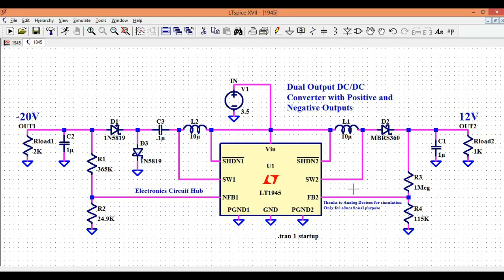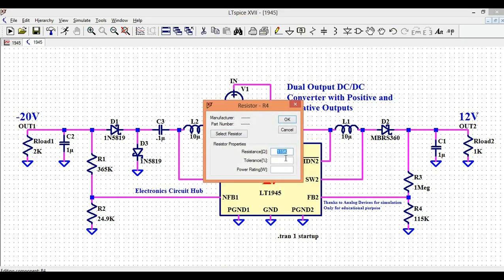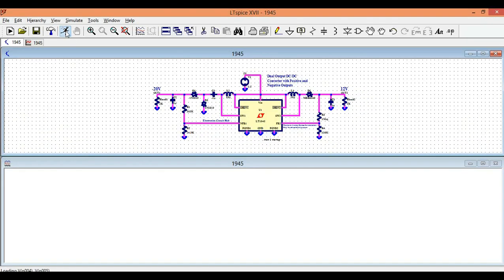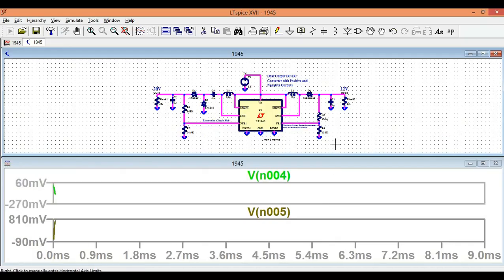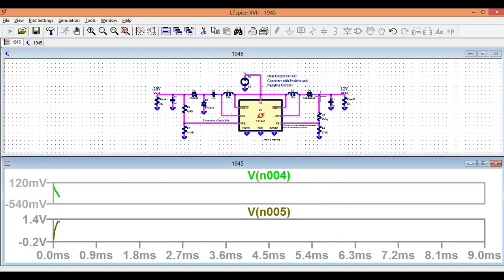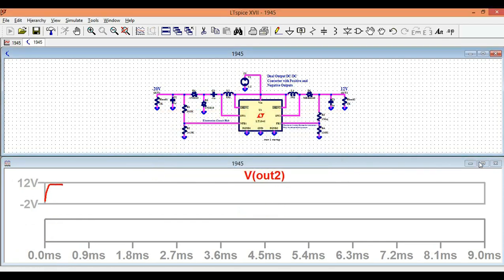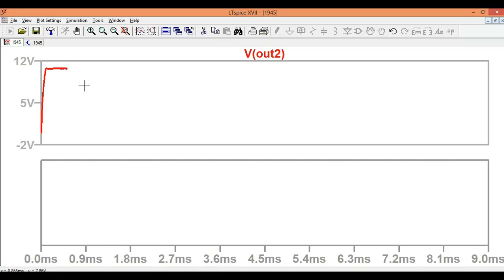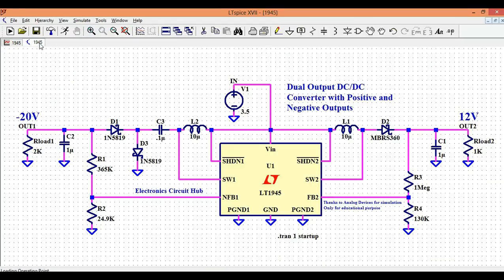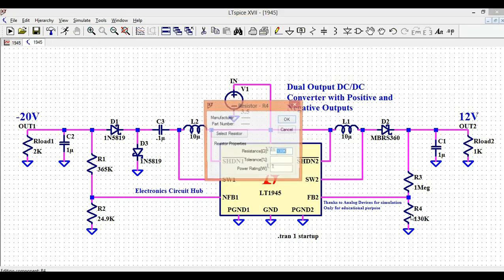Now what we can do here is play with the values. I don't know what value I should put, but rather than using 115k, let's use 130k and see what is going to happen. I'm using this 130k, so I have to run the simulation again. I ran the simulation and let's look at the output now. Okay, only one output. I can delete V out 2. Earlier it was 12 volt, and let's see how much voltage I'm getting. Okay, so I'm getting 10.84 volt. What does this mean? If I increase the resistance value, I'm getting a lower output voltage.